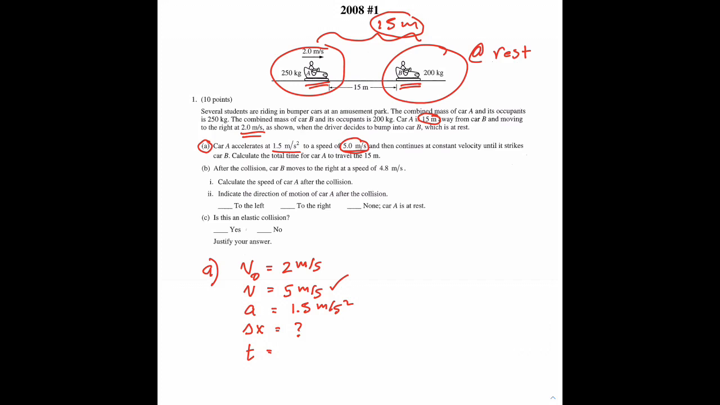So let's figure this out. Let's find out how much time. Time can be calculated from the kinematics equation that says it's the change in velocity divided by acceleration. So the change in velocity is 5 meters per second minus 2 meters per second, divided by 1.5 meters per second squared. And you can quickly calculate in your head that the time works out to be 2 seconds. Let's go back and figure out how far it travels during those 2 seconds.